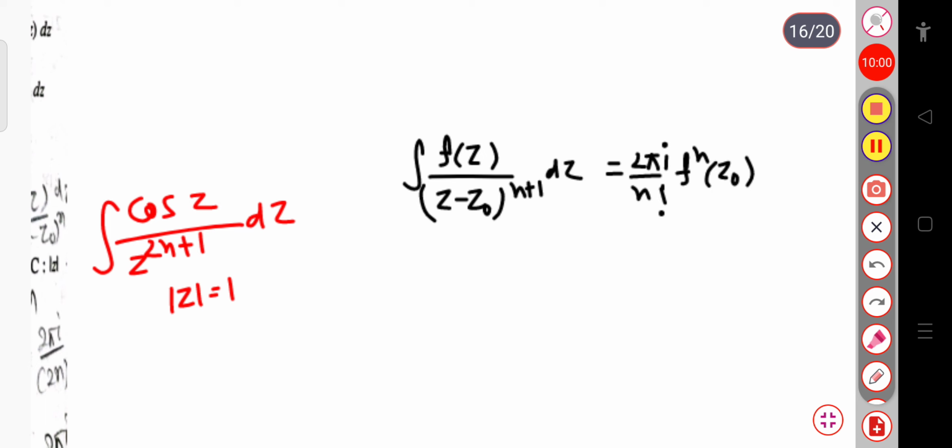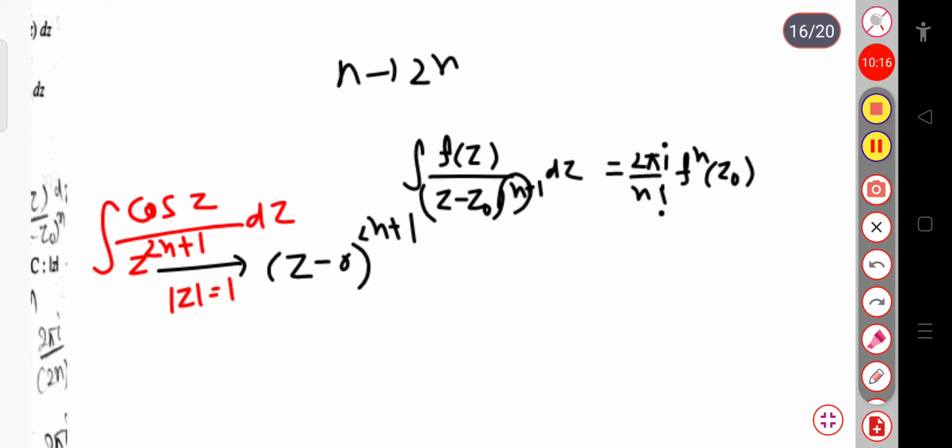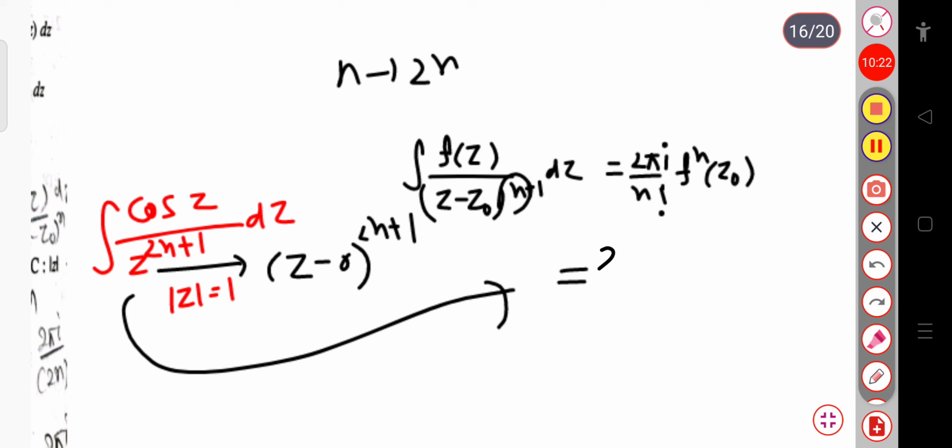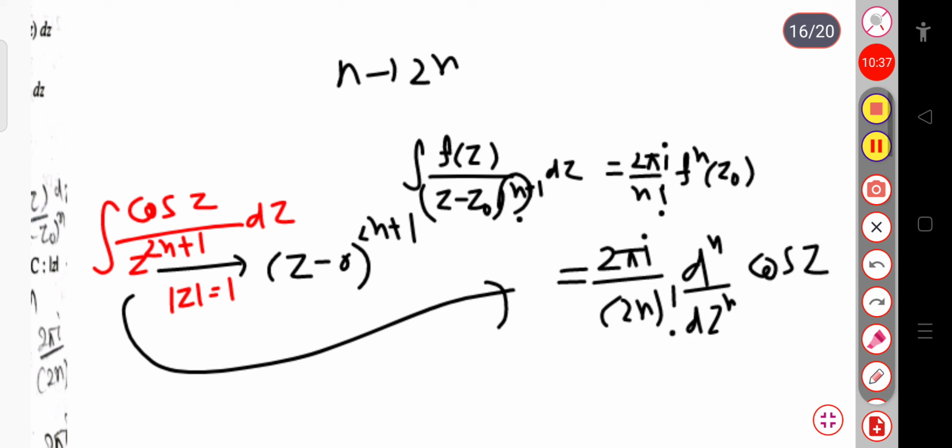Okay, so now you can see here, I can simply write this as (z minus 0) power 2n plus 1, and here this n is replaced by 2n. Now this particular value is equal to 2 pi i divided by 2n whole factorial into the nth order derivative of cos z at z naught, that is d^n by dz^n of cos z.